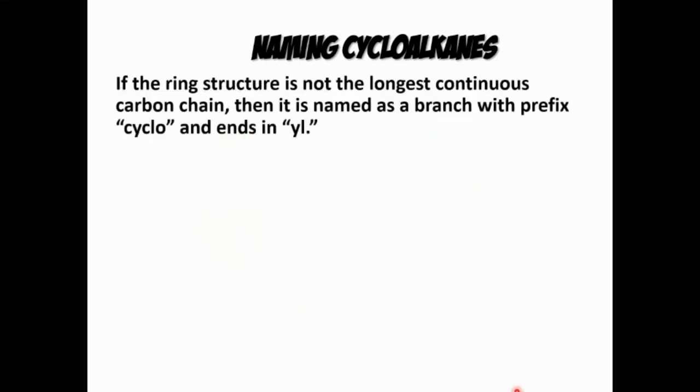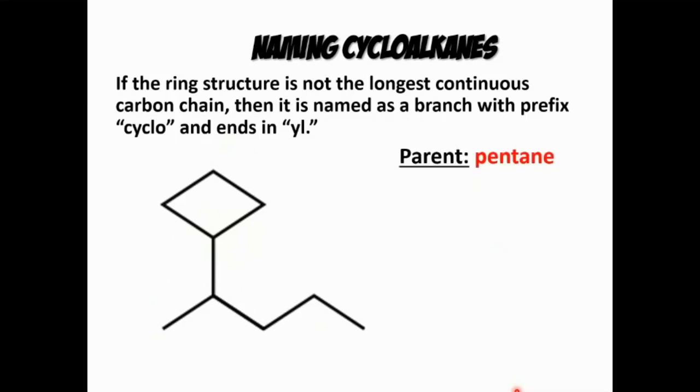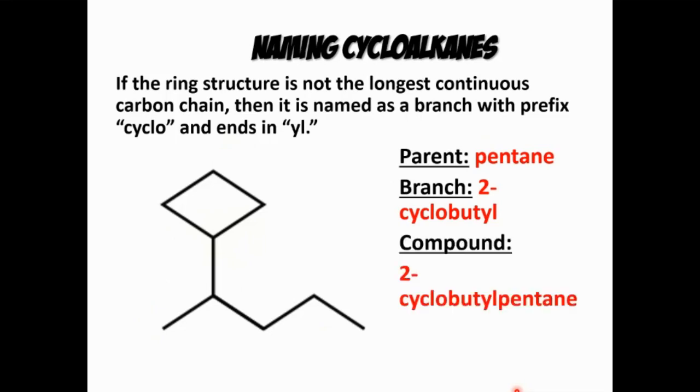So if the ring structure is not the longest continuous carbon chain, then it is named as a branch with prefix cyclo and ends in yl. So just like this. Ano yung kanyang parent chain, ano yung kanyang branch, at saka ano yung kanyang compound name. Ang parent niya is pentane. Ang kanyang branch is 2-cyclobutyl, and then yung compound is 2-cyclobutylpentane. So yun po yung pangalan niya.